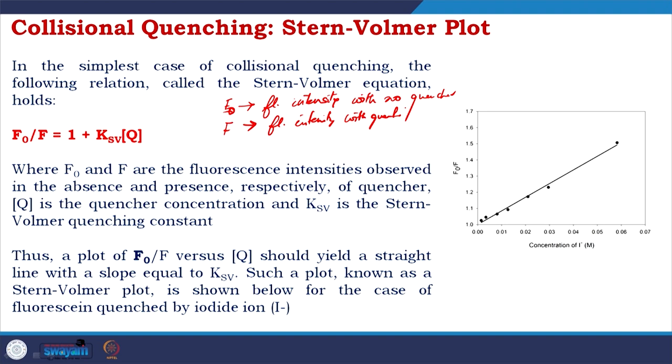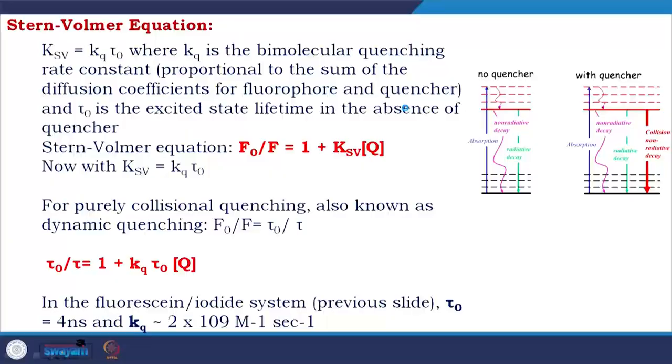So, suppose you want to see the effect of a quencher. The effect of a quencher is characteristic of this Stern-Volmer constant. So, you could measure that from this plot. KSV equal to KQ tau 0, where KQ is the bimolecular quenching rate constant, which is proportional to the sum of the diffusion coefficient for fluorophore and quencher, and tau 0 is the excited state lifetime in the absence of quencher.